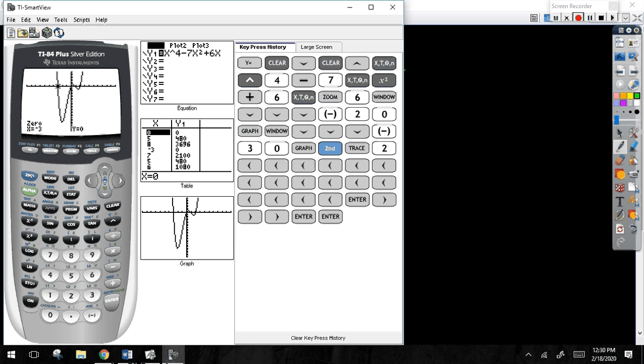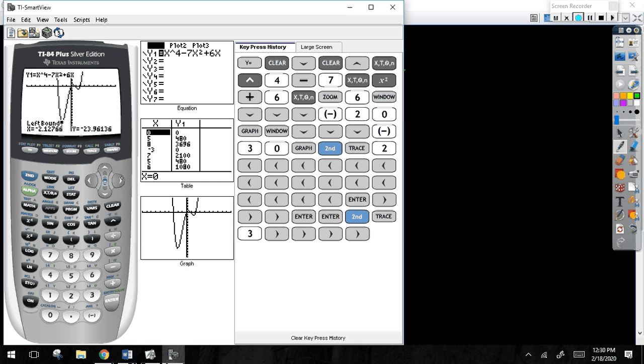To calculate that, go back into second trace. Guess which option I'm going to choose. Maximum or minimum. Let's do minimum, number 3. You do not have to tell it relative or absolute. You'll only have to indicate that for me, tell me what it is. But as far as calculating them on here, you don't have to know the difference.